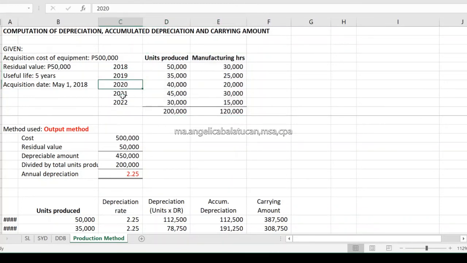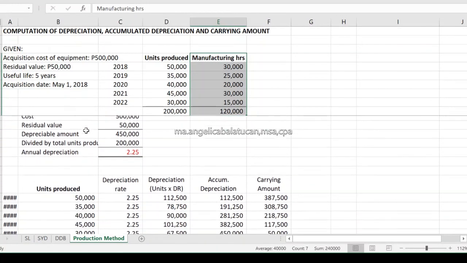Okay, 2018, 19, 22. Sorry, we still have one year. Okay, 1, 2, 3, 4, 5. Okay, it's okay. So 2018, 19, 20, 21, 22. That's 5 years. So for this one, we will not obtain any fraction because we're not basing the depreciation on the passage of time, but it's based on the outputs and the inputs. Okay, so these are the outputs and these are the inputs. So first, let us compute using the output method.